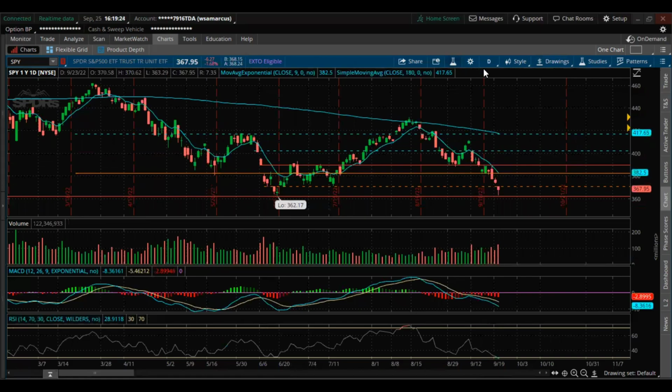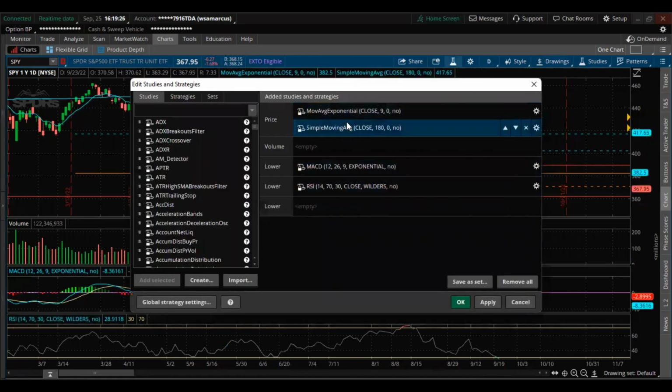You guys want to know what indicators I use? These are the indicators that I use: moving average, exponential, simple moving average, MACD, and the RSI.